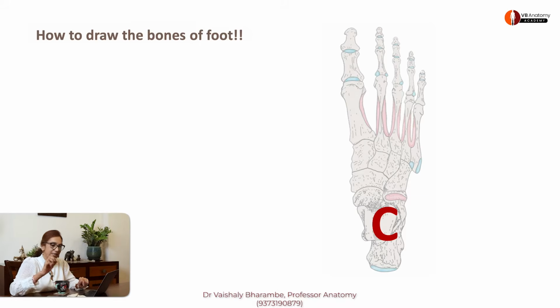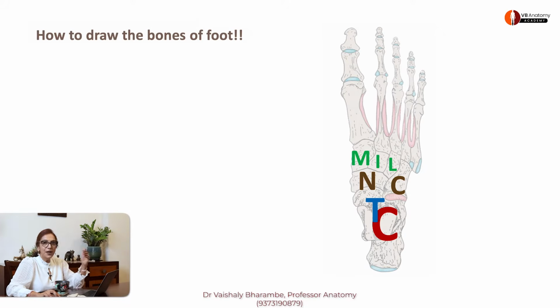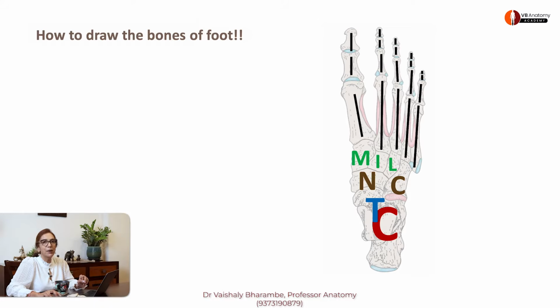Over the calcaneus, write C. Over the talus, write T. In front of it, write N and C for navicular and cuboid. In front of navicular, MIL: medial cuneiform, intermediate cuneiform, lateral cuneiform. In front of this, first metatarsal and phalanges, second metatarsal and 3 phalanges, third, fourth, fifth metatarsals and phalanges. There you have a foot. If you practice this a couple of times, you will find that you have the bones of the foot in your hand at all times.